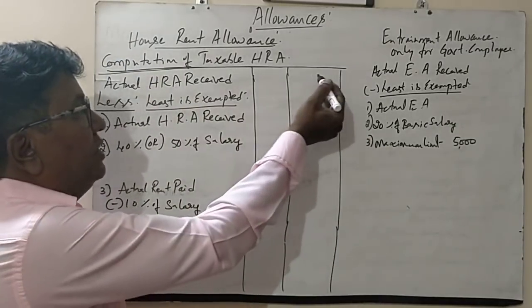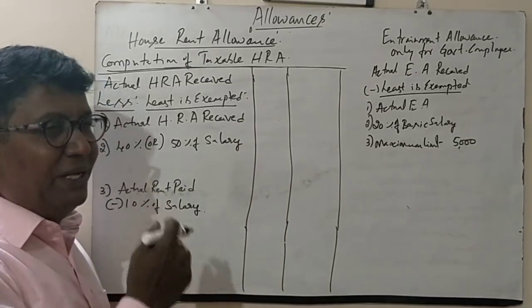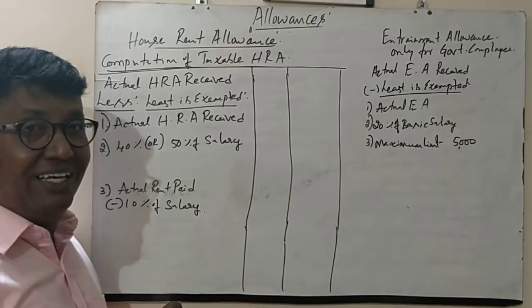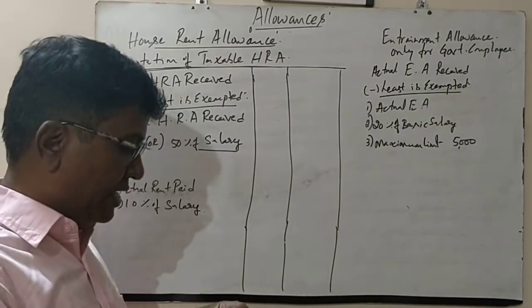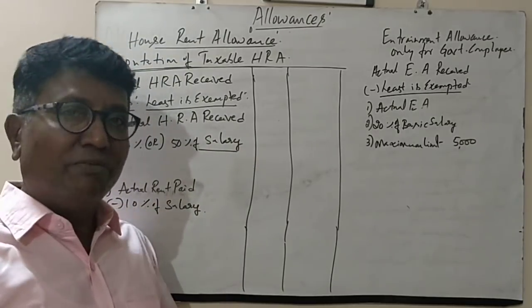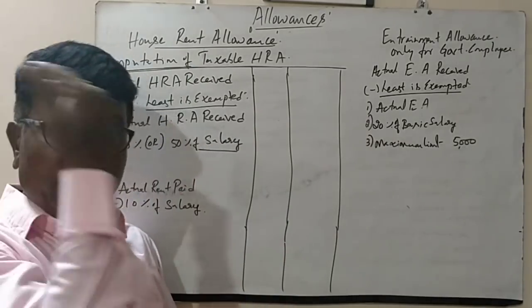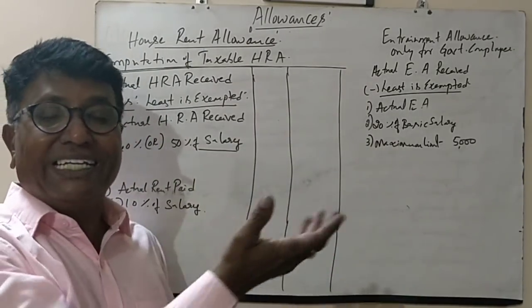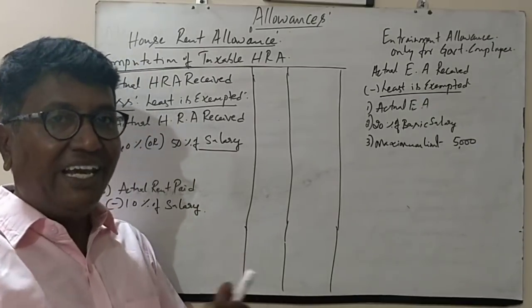Same amount, whatever you receive here, you will take it here. Then 40% or 50% of salary. Salary is very, very important. Salary means what? Is it basic salary? Is it all taxable allowances, fully taxable and fully exempt, or whatever it is? Then what is the meaning of salary here?